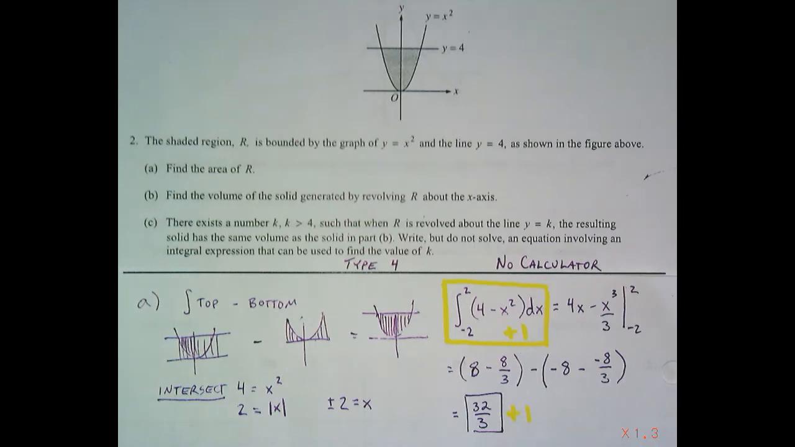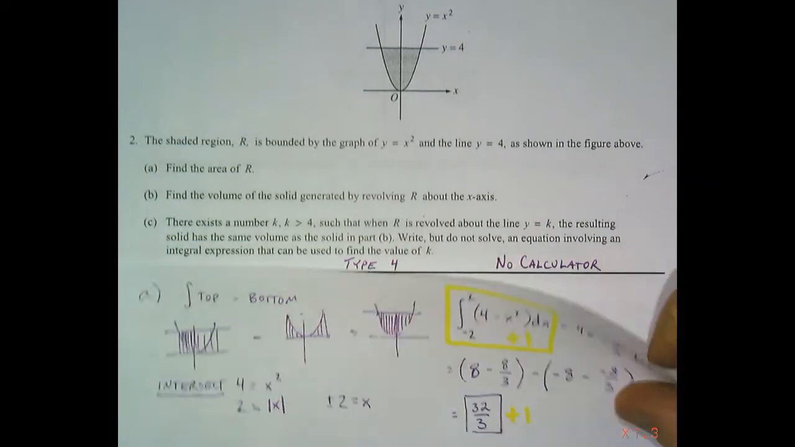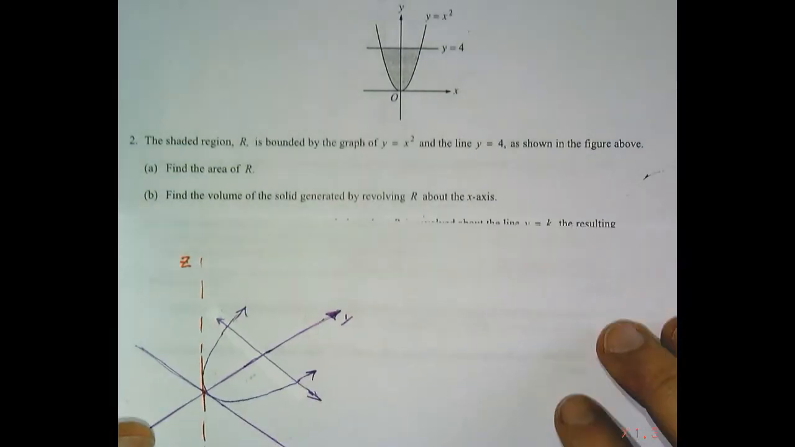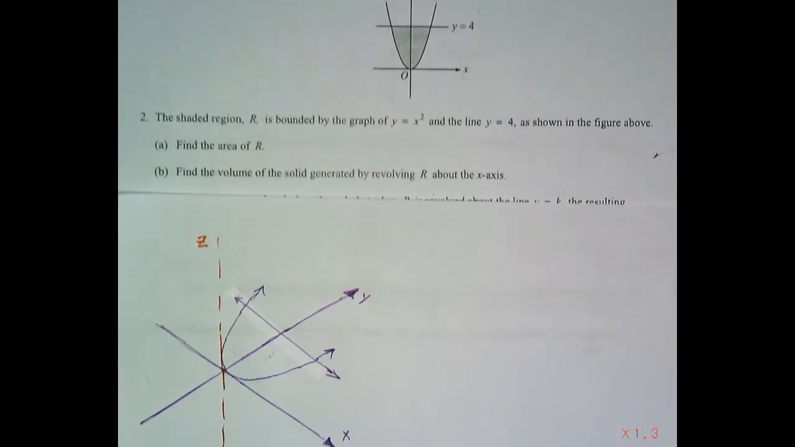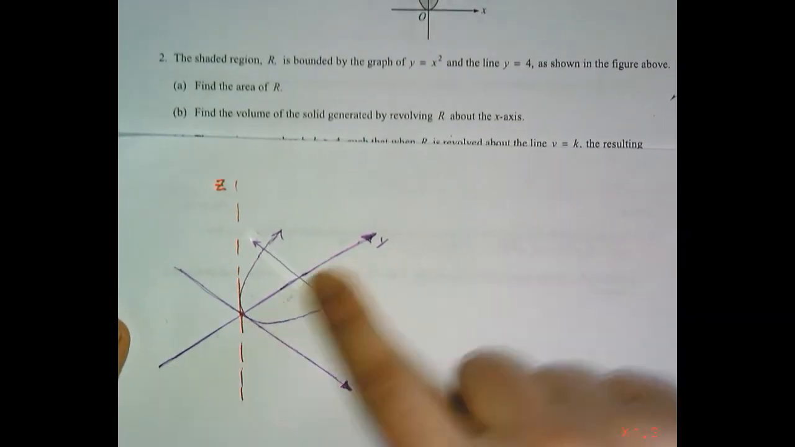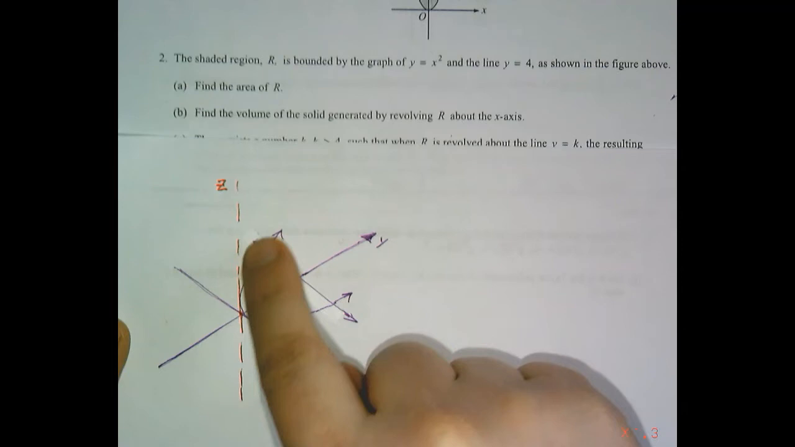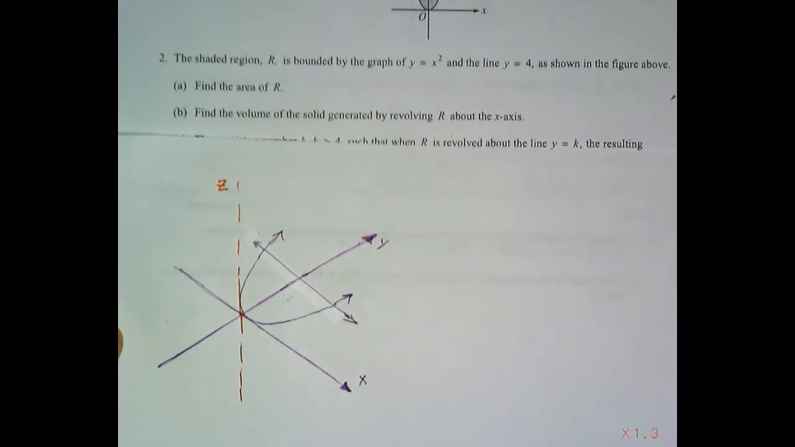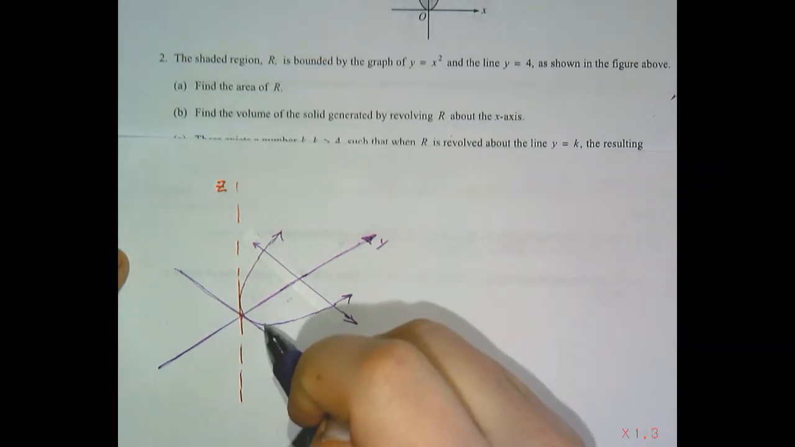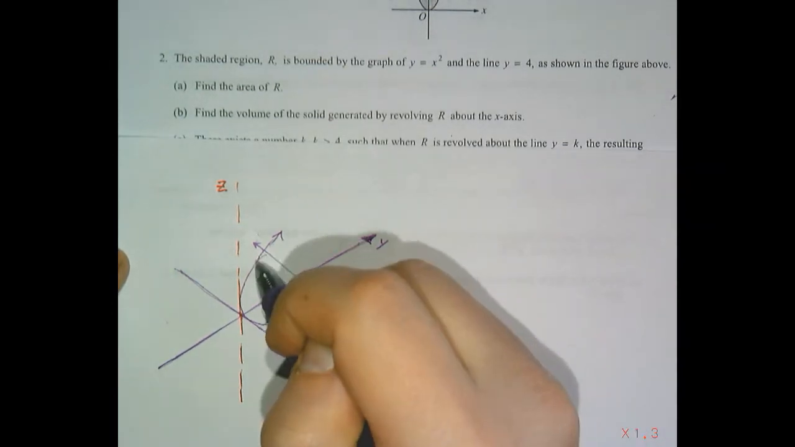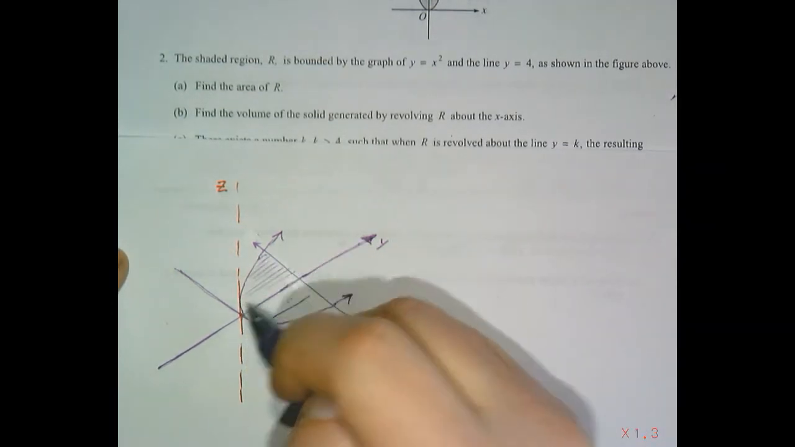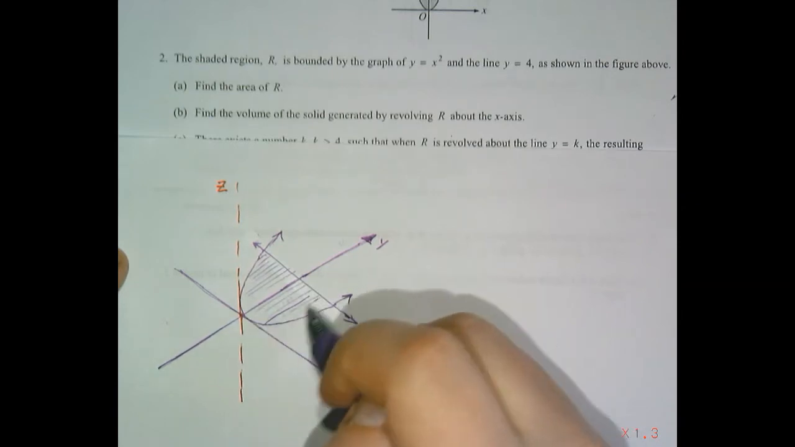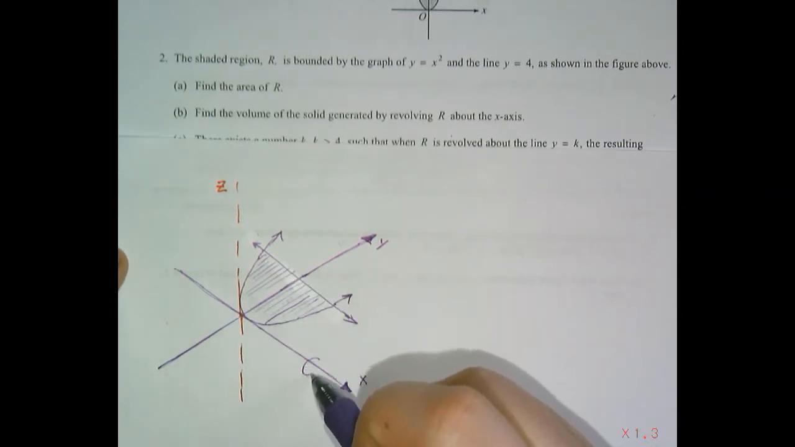All right, moving on to part B. Part B is a volume problem. We're going to be revolving this region around the x-axis. So I've created this sketch here to visualize what this will look like. This is the 3D coordinate plane. You've got the graph of x squared, and then the line y equals 4. And what's going to happen is we're going to take this region here and rotate it around the axis, specifically around the x-axis.